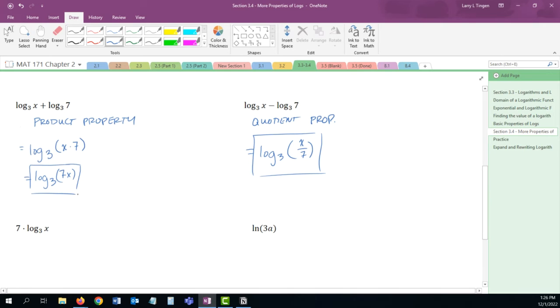All right. Now, let's go the opposite direction. Actually, this one's already expanded. I have 7 times log base 3 of x. The power rule says that if I have the log of something raised to a power, I can bring that power out front. Go the other direction. That means if I have a coefficient, I can bring it inside, and this becomes log base 3 of x to the 7th.